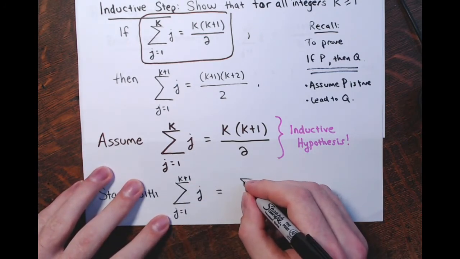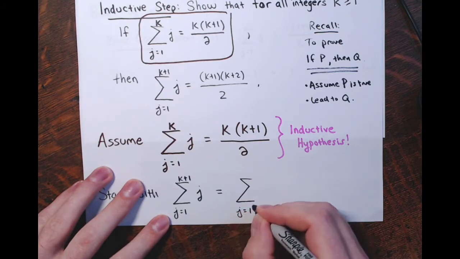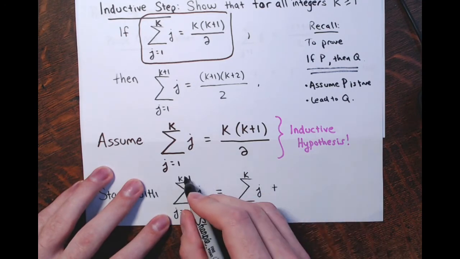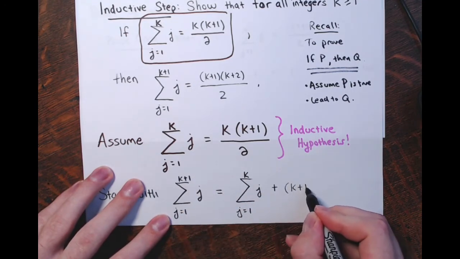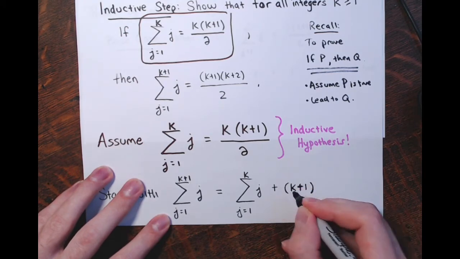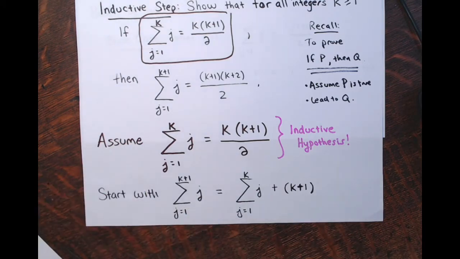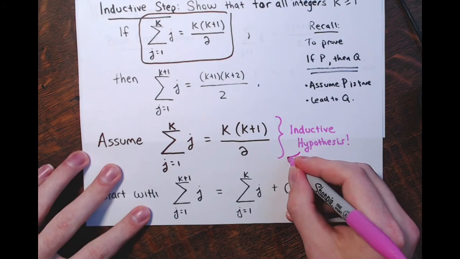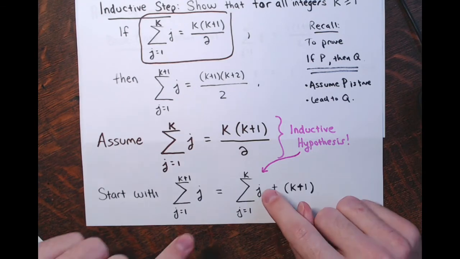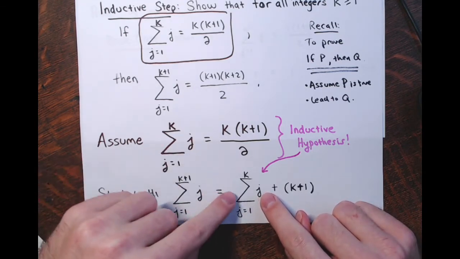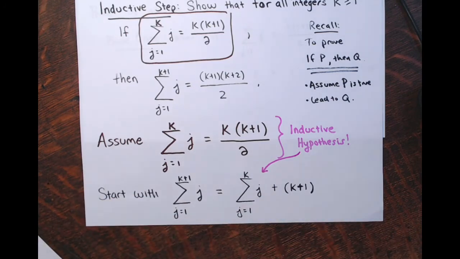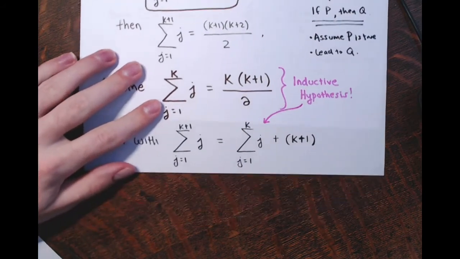So remember, this is equivalent to the sum from j equals 1 to k of the j's, right? The same exact sum, but then plus that final term, plus k plus 1. All right, aren't these equivalent? These are the same. And that was removing the final term. Now, here's where the inductive hypothesis comes in. We have assumed that this sum is equal to k times k plus 1 divided by 2. So I will write this.